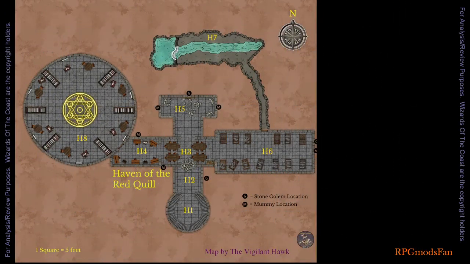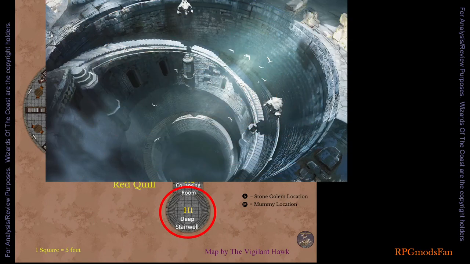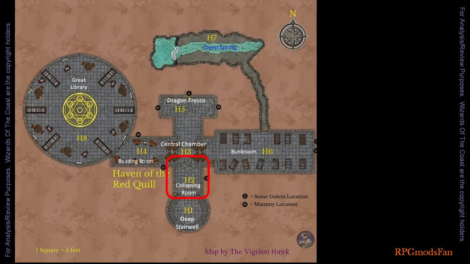From the internet, I was able to find a color map of the ruins. The only way in is via a narrow spiral staircase that descends 50 feet, or 15 meters, from the surface. A weathered mosaic decorates the stairwell, depicting dwarves, elves, and humans working together. At chamber number H2 is a collapsed archway that blocks the way into the rest of the ruins.